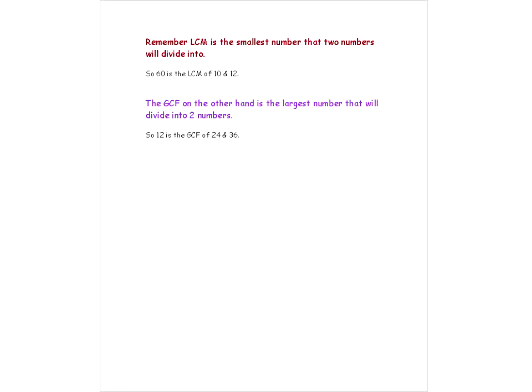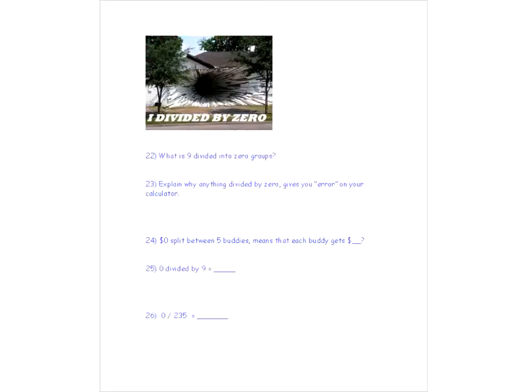All right. So I just wanted to point out to you guys, remember the difference between lowest common multiple and greatest common factor. Lowest common multiple is the smallest number that two numbers divide into. So 60 is the lowest common multiple of 10 and 12. And greatest common factor is the largest number that will divide into two numbers. So 12 is the greatest common factor of 24 and 36. Okay, so just wanted to highlight the difference between those two there.